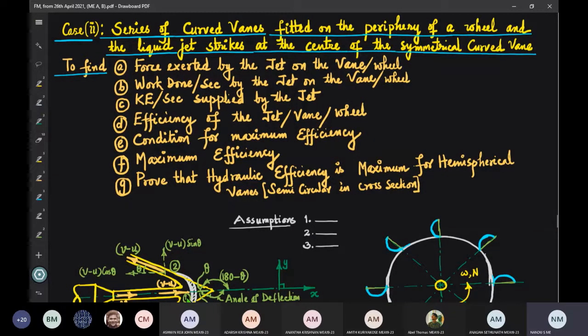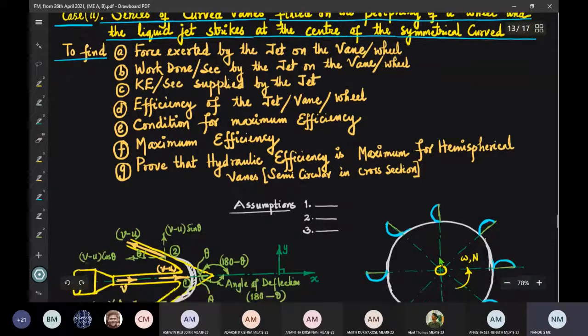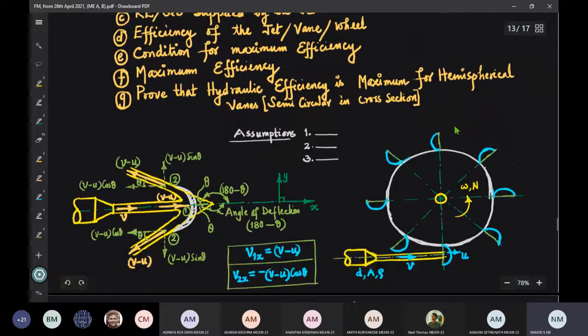So we will today discuss this part. We have a series of curved vanes fitted on the periphery of a wheel, and a liquid jet strikes at the center of the symmetrical curved vanes. So we have a series of symmetrical curved vanes fitted on the circumference of a wheel like this.